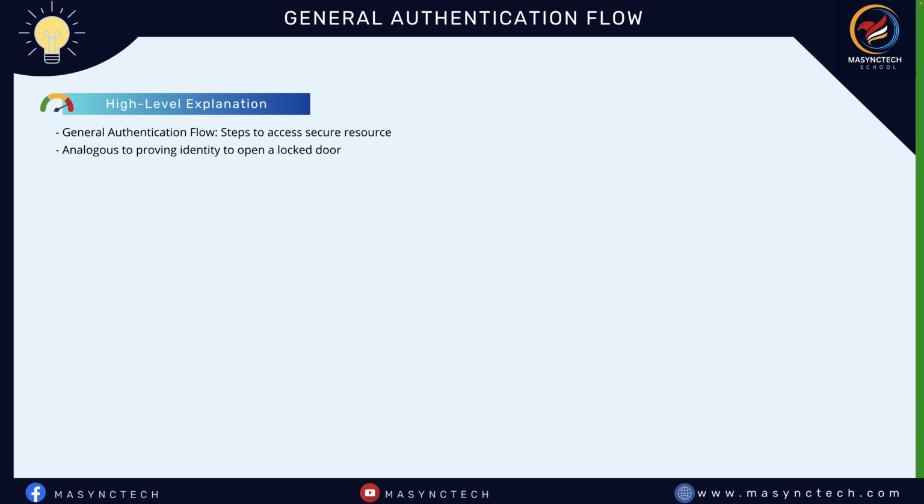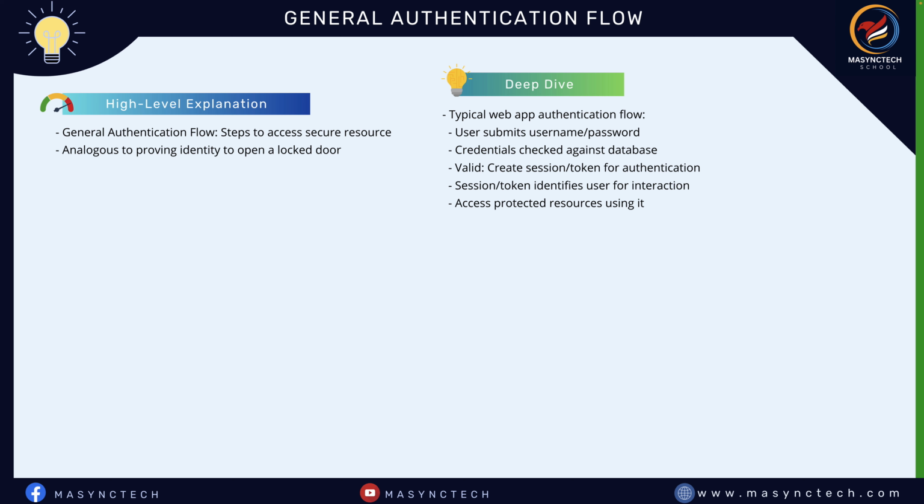General authentication flow is the series of steps that happen when you try to access a secure resource. It is like knocking on a locked door and proving to the owner that you are the right person to let in. In a typical web application, the authentication flow often begins when a user submits a username and password. The system then checks these credentials against a database or other storage system.